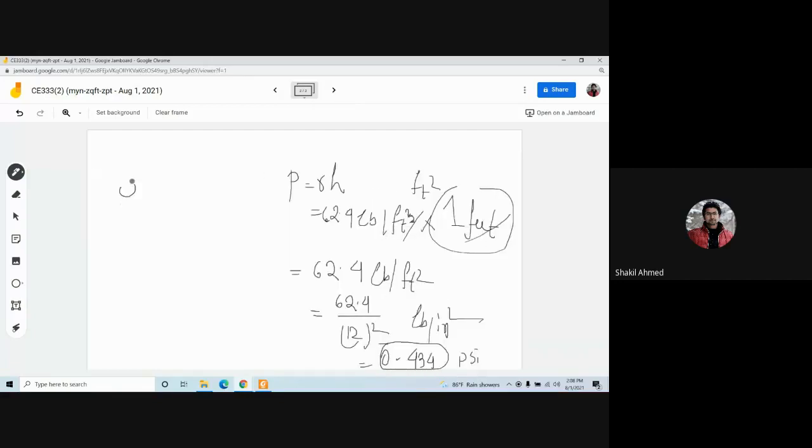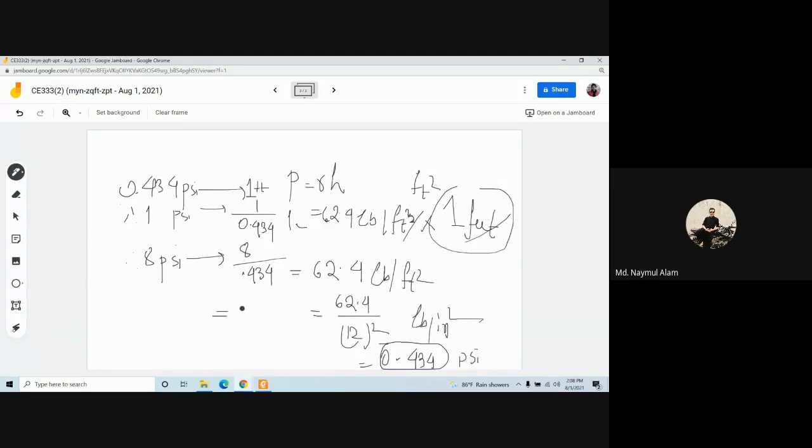For 0.434 psi, you need 1 foot. So for 1 psi, how much do you need? 1 divided by 0.434 feet. So for 8 psi, how much do you need? 8 divided by 0.434. Am I right? Tell me the value, please. 18.43.